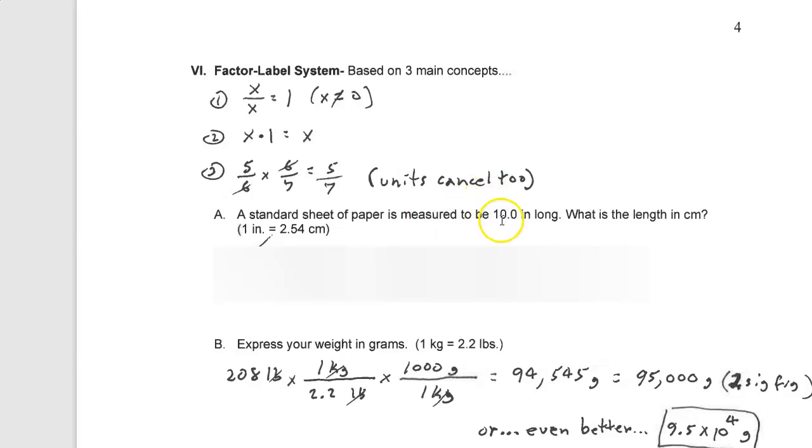Well, I know it's 10.0 inches long. All right, so what I'm going to do is write that down. I'm going to put a times sign, and I'm going to draw a line. I'm going to make a fraction here, put one thing on top, one thing on the bottom. Pretend like you don't see this for now.